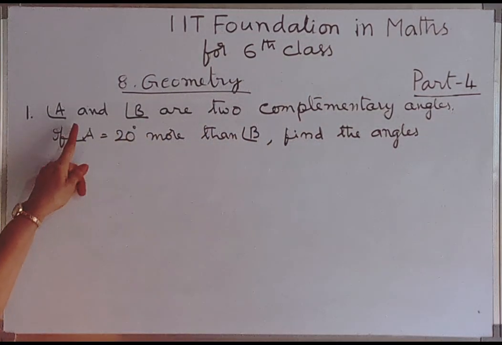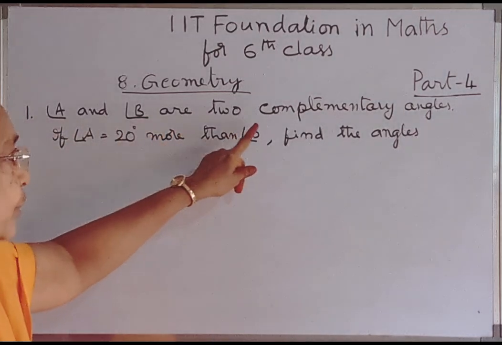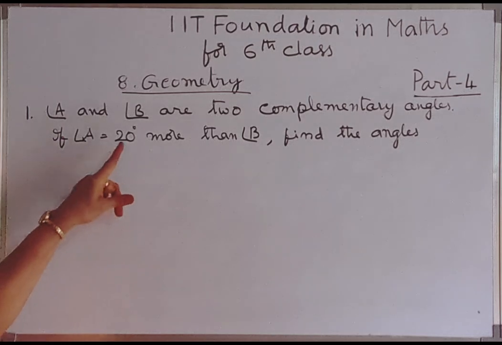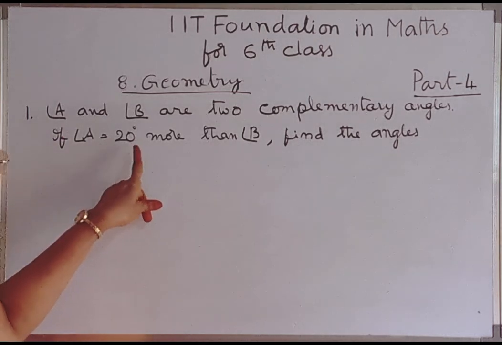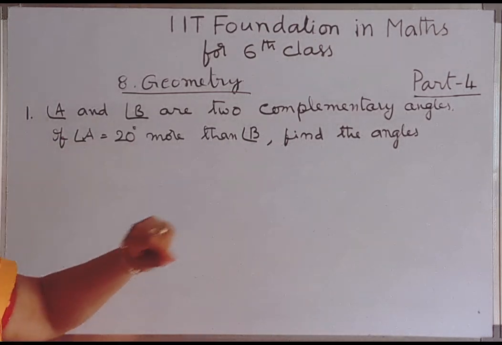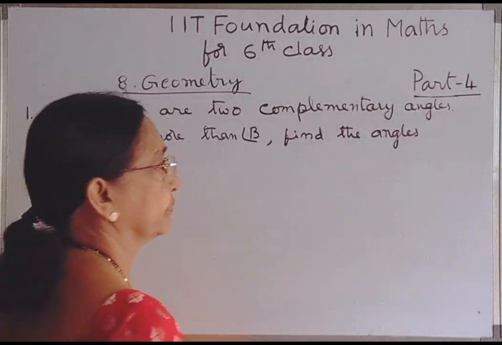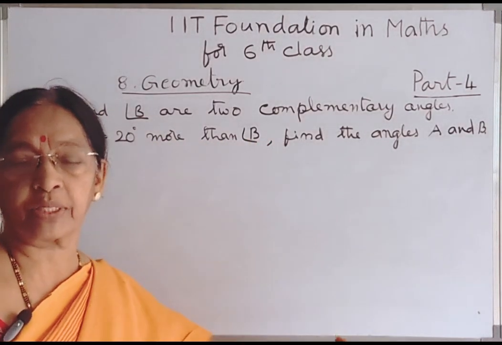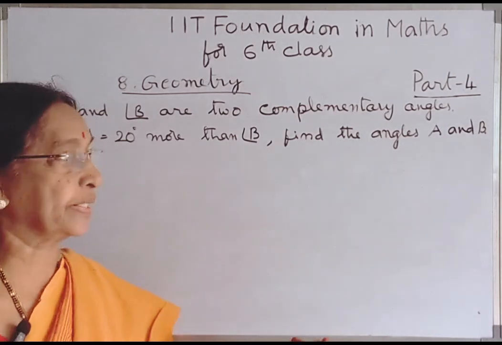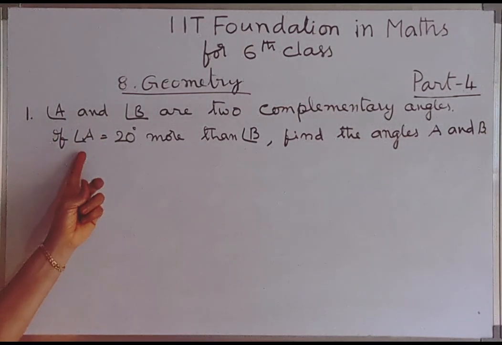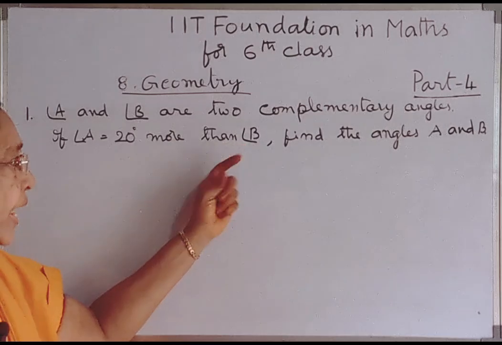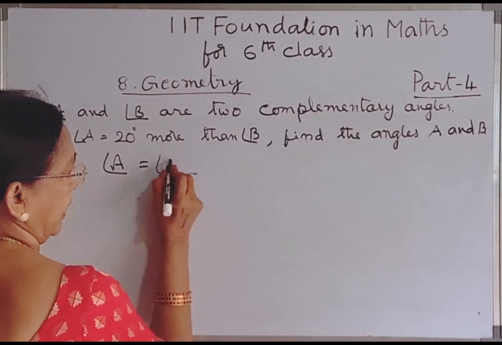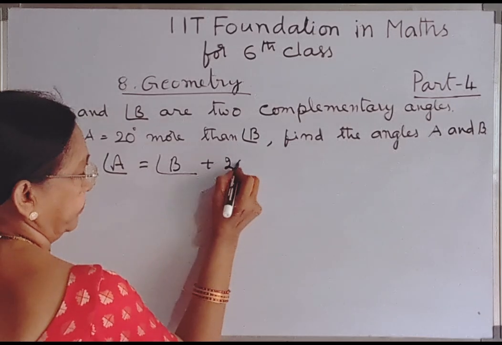First example: angle A and angle B are two complementary angles. If angle A is equal to 20 degrees more than B, find the angles A and B. Two angles are complementary means the sum of the two angles is equal to 90 degrees. If angle A is 20 degrees more than angle B, that is angle A is equal to B plus 20.